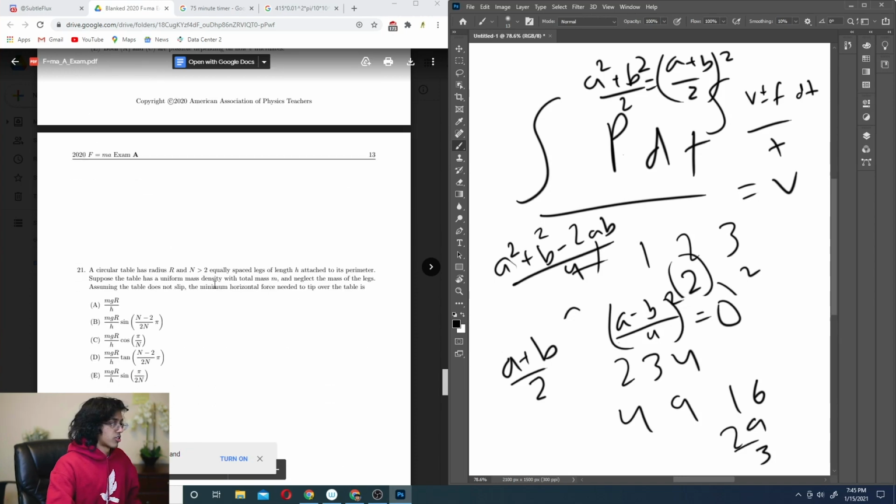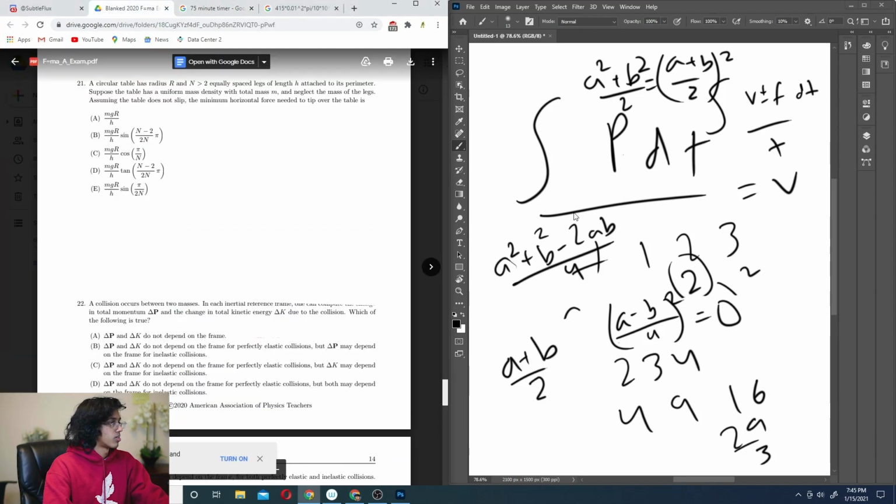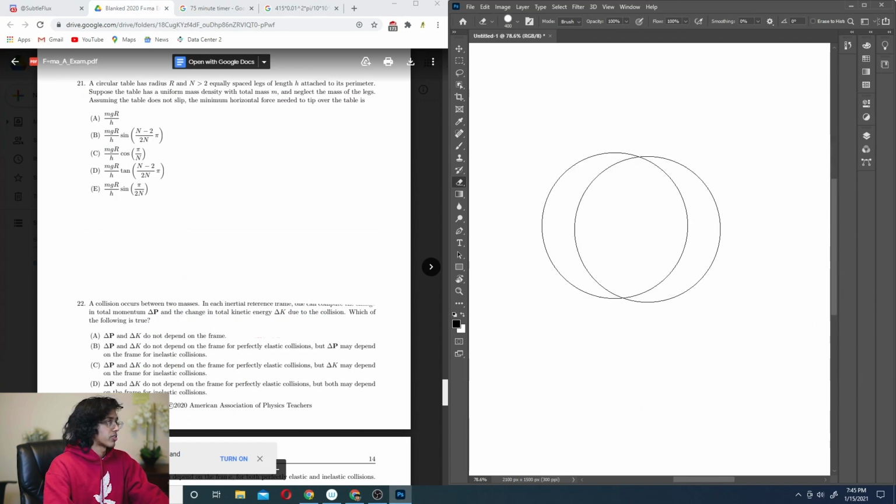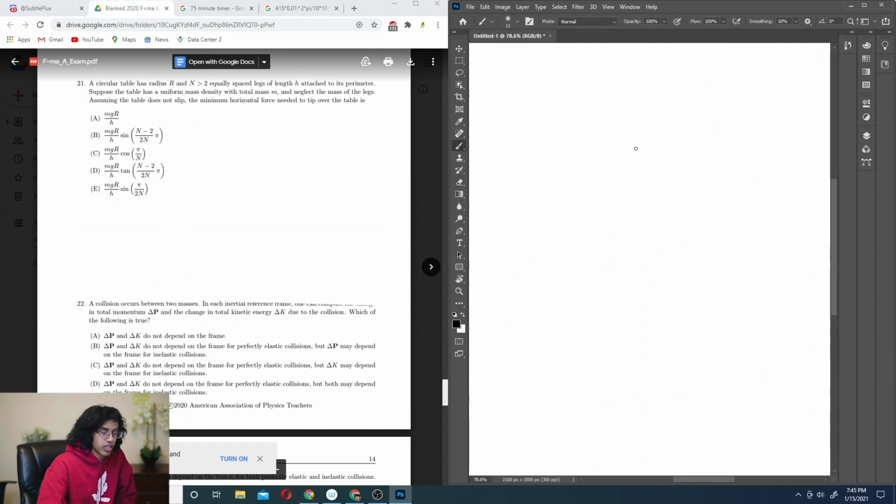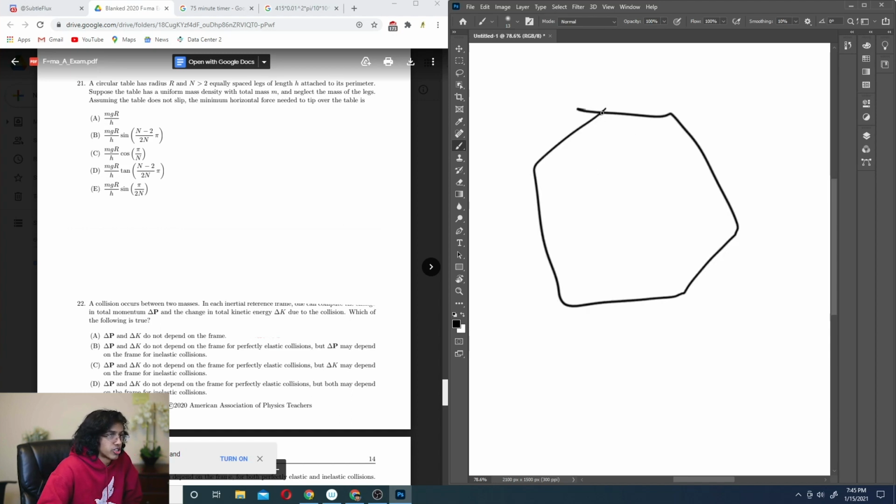Okay. A circular table. A circular table has radius r and n greater than 2 equally spaced legs of length h. So you basically have uniform mass density with total mass m. And you can neglect the mass of the legs. So essentially there's two ways to flip this table over, right? You could tip it over like this side right here. How else could you tip it over? Is there any other way to tip it over?